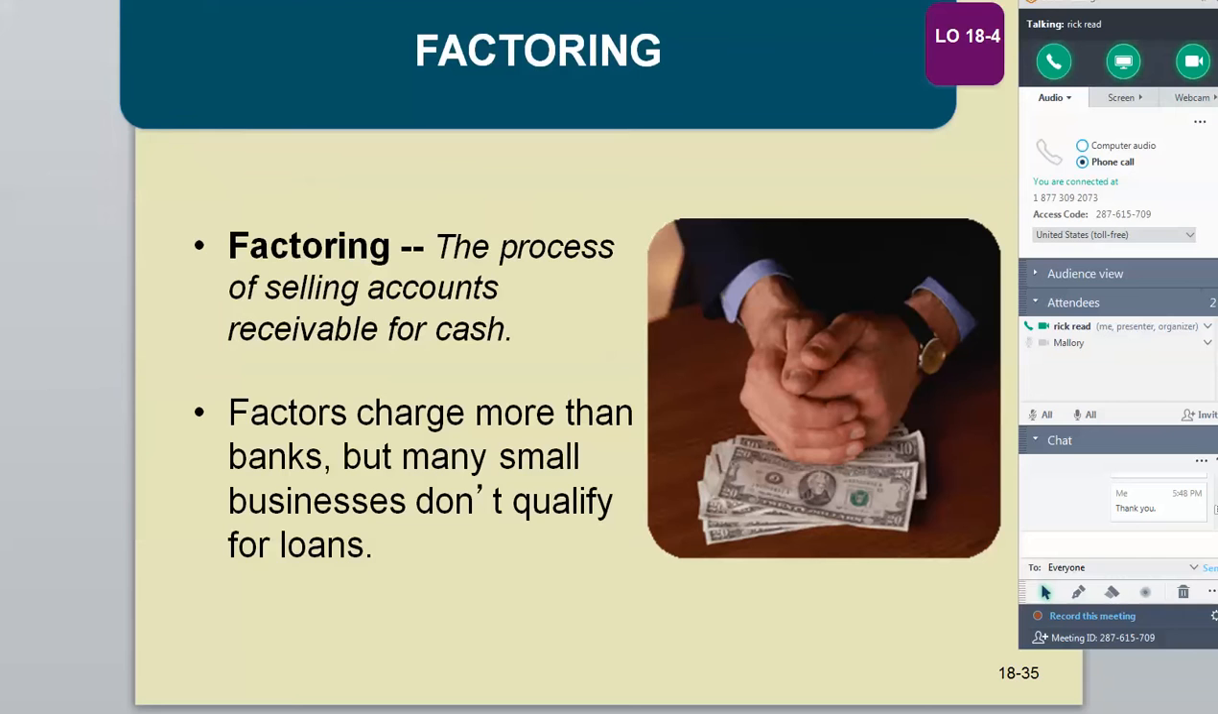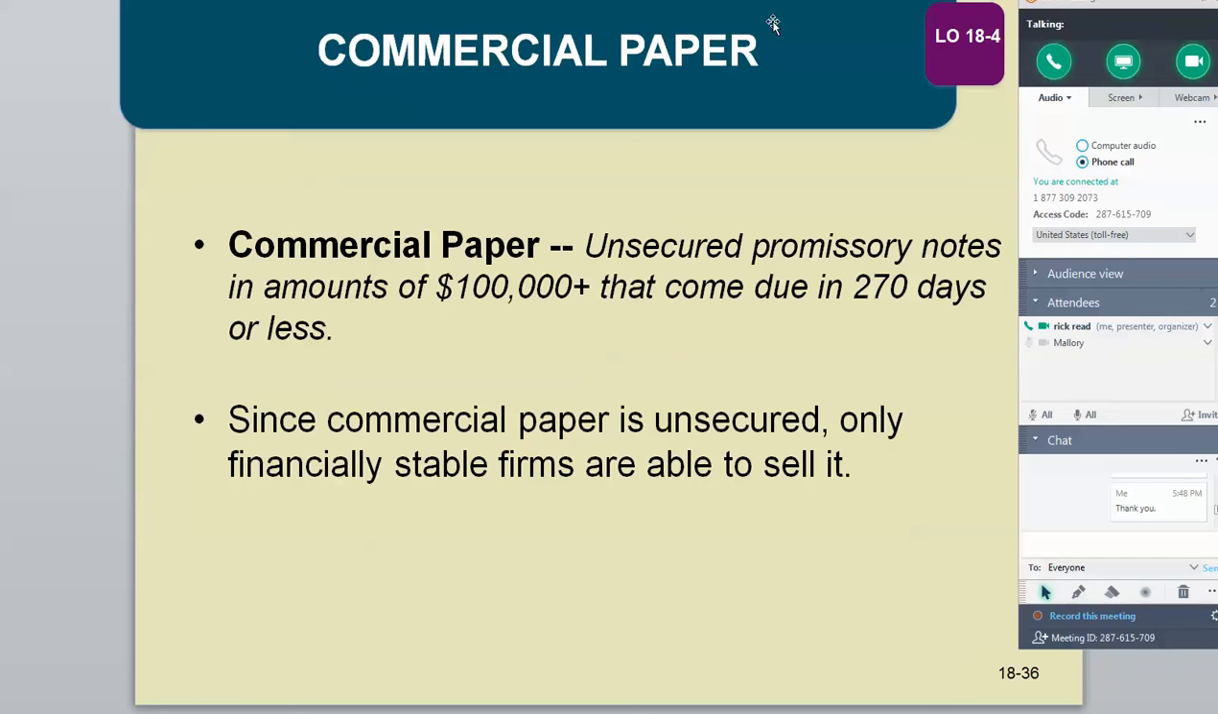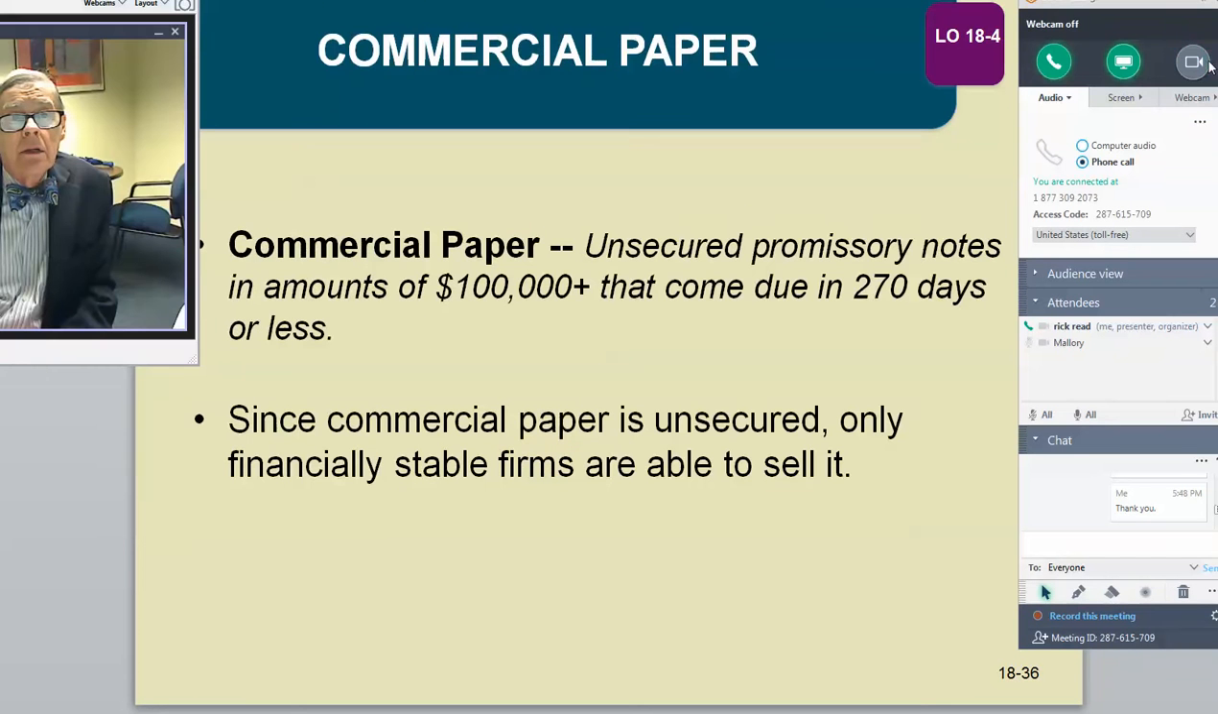Commercial paper is another one. Usually amounts of $100,000. Going to have to pay it back in 270 days. Most small businesses, well, I won't say most, but many small businesses don't have that wherewithal to borrow $100,000. Remember, this is unsecured, so unless the business is stable, you're not going to get it. So don't ask for it.